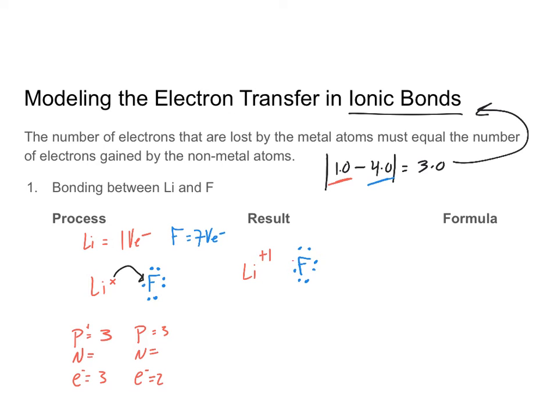And I'm going to keep that red X there just so I can see where it happened. So now fluorine went from having 9 protons and 9 electrons, to having 9 protons again and 10 electrons. So that means fluorine has a -1 charge.